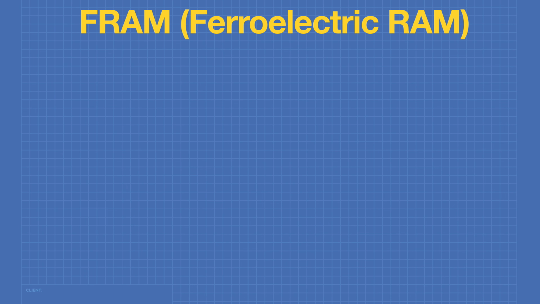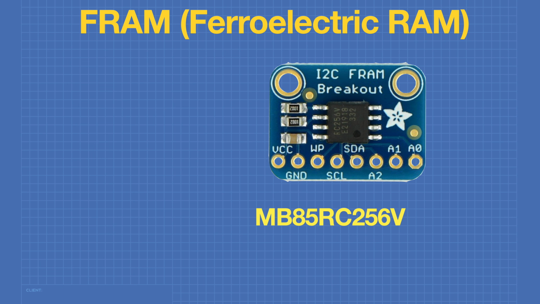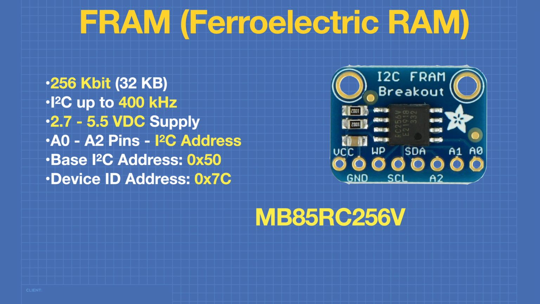The ferroelectric RAM chip that we're going to be using is a popular breakout board, the MB85RC256V. This is a 256 kilobit or 32 kilobyte ferroelectric RAM. It runs on the I2C bus at speeds up to 400 kilohertz. It can use a power supply from 2.7 to 5.5 volts, so it's compatible with both 3.3 and 5 volt logic. You can set it for multiple I2C addresses using the A0, A1, and A2 pins. If you ground all of these pins, the base I2C address will be hexadecimal 50. The board also has a second I2C address, a device ID address at hexadecimal 7C.